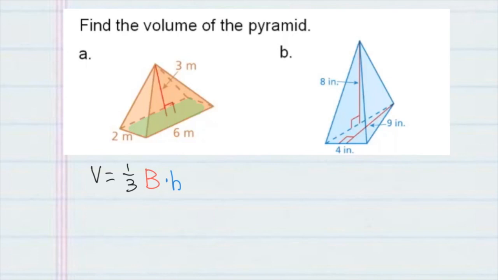So my formula changes to be 1/3 times the length times the width, right? That's what the B stands for, and then times the height. And I keep going with these numbers, so that's 1/3. The length in this case is 6. The width is 2. And the height, it says, is 3.